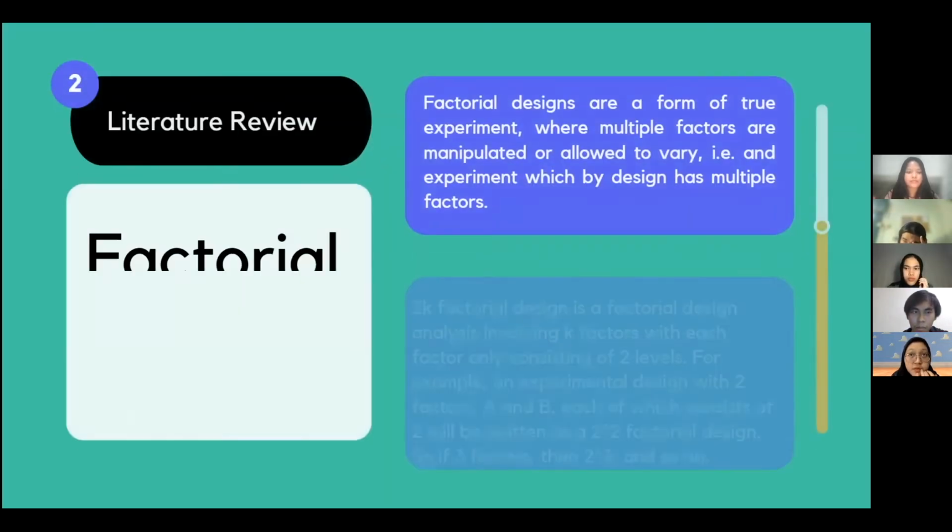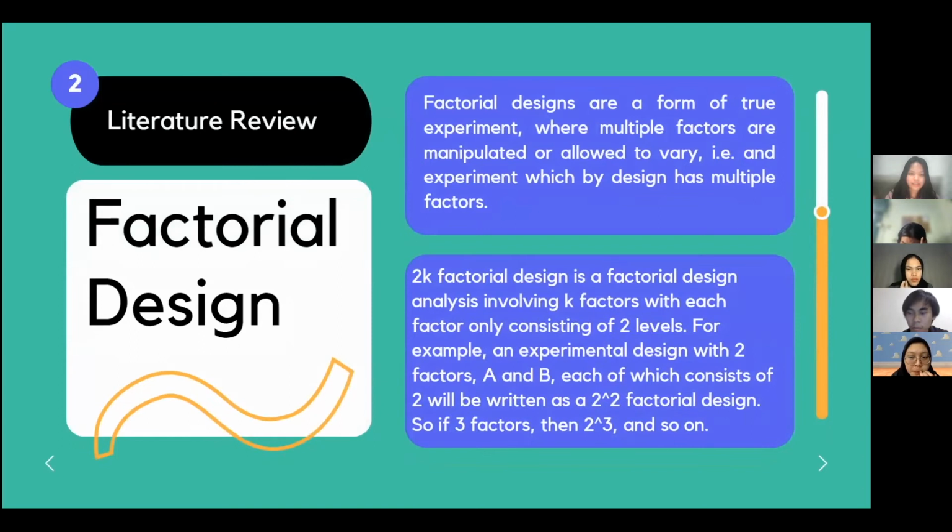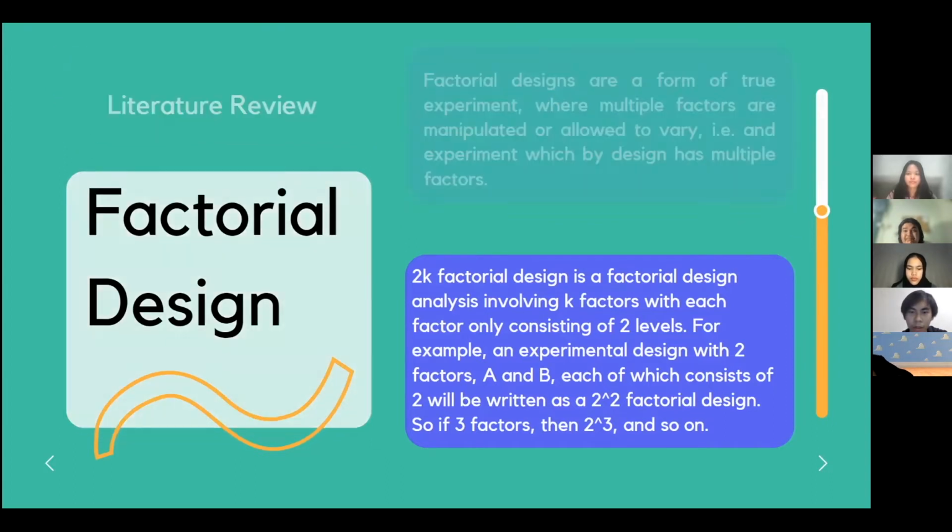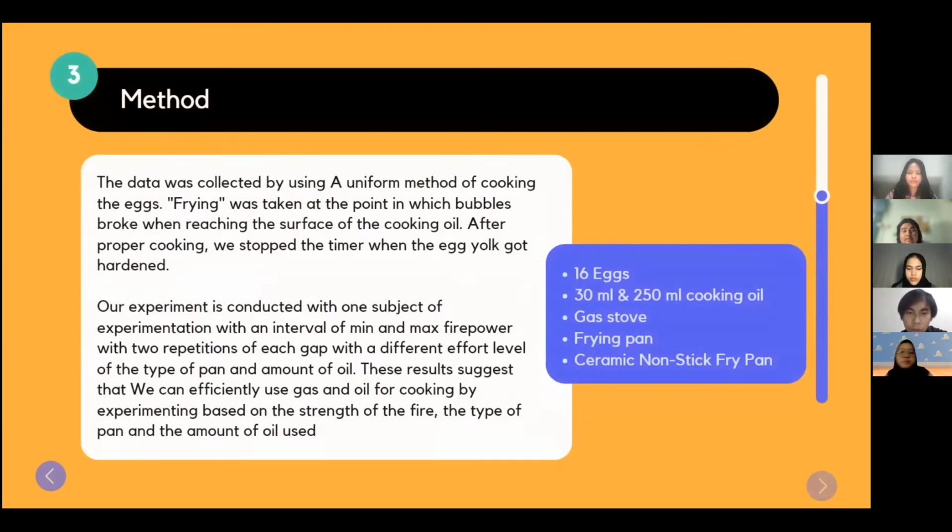Next, the factorial design. Factorial designs are a form of true experiment where multiple factors are manipulated or allowed to vary, that is, an experiment which by design has multiple factors. Next, we're going to discuss the method.